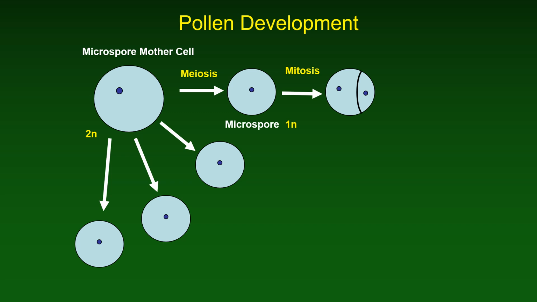The big cell doesn't divide again, but the little one does, and it divides into 2 sperm cells. And we end up with 2 sperm cells actually inside a bigger cell. And the bigger cell is known as the tube cell. Now this is what's shed from the plant. It's going to be carried by a pollinator to the carpel of another flower.